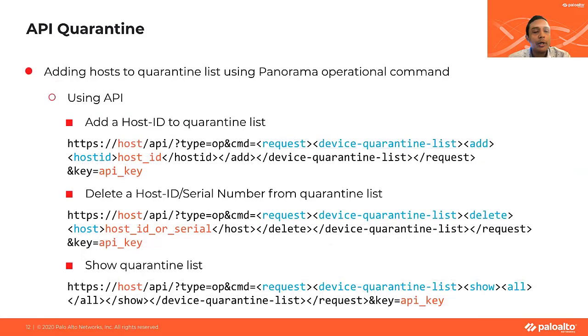The last method for quarantine is, as I mentioned, an API quarantine. So again, same thing, a device can be added to the quarantine list, deleted from the quarantine list, or we can also view the existing quarantine list using the API commands available for this functionality. So as we can see here, we have a command for adding a device host ID to the quarantine list, deleting a device from the quarantine list, either using host ID and serial number. And we can also check the quarantine list. Next slide, please.